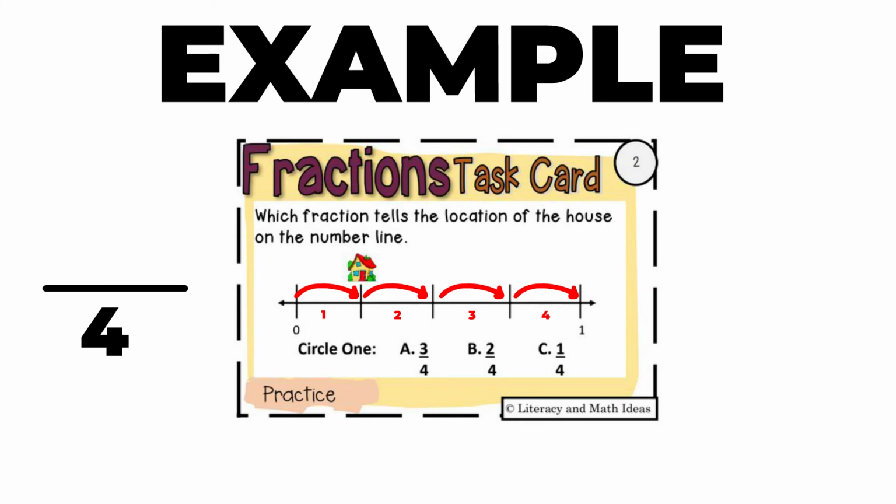Now we will count how many spaces it will take to reach the house. It only takes 1. This means that the 1 is in the numerator. Putting it all together, we have a fraction of 1/4, and that will be our answer. This shows that the fraction is at 1/4 on the number line.